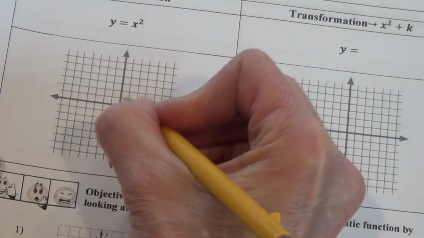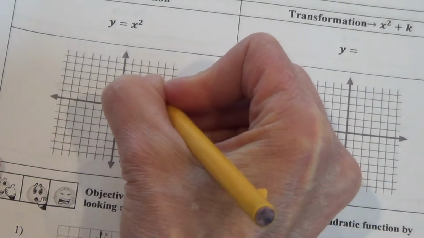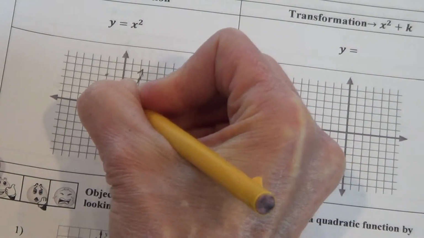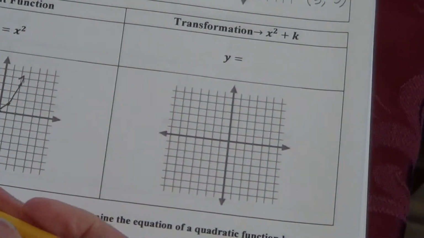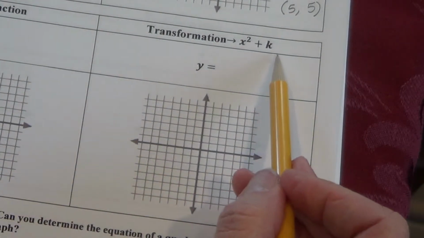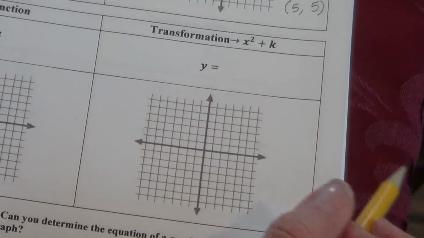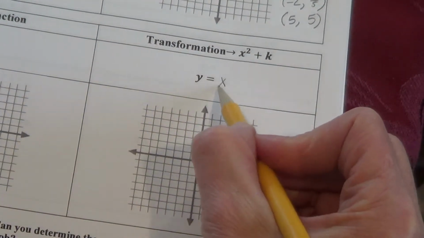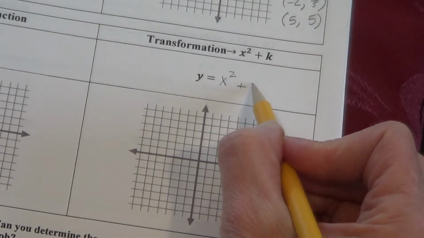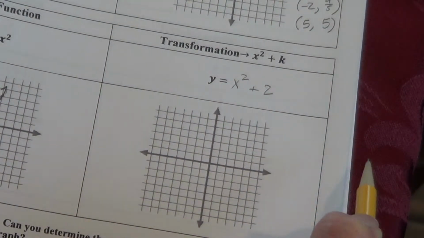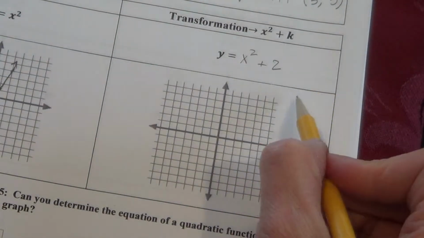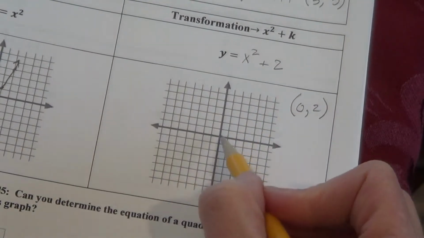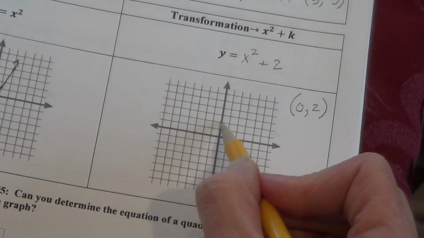Go ahead and fill in the parent function. That's what we always compare to. Okay. Now we want to see what happens if we add a number out there. If you remember right from page 1, that was called a k in our formula. So let's just say we have x squared plus 2. Okay? Well, if we plug in 0, 0 squared is 0 plus 2 is 2. Oh, so it moved our vertex off of that origin up to 2.